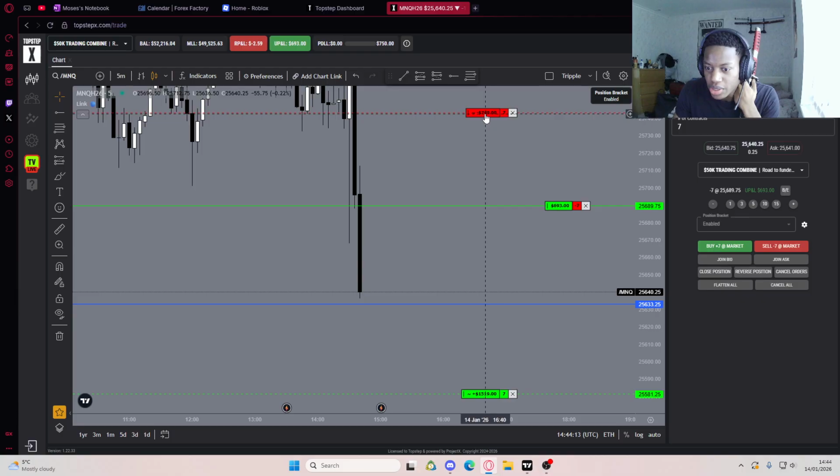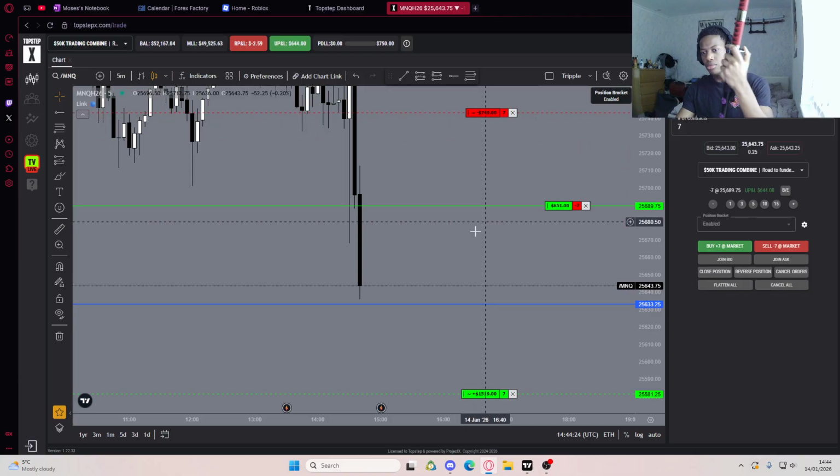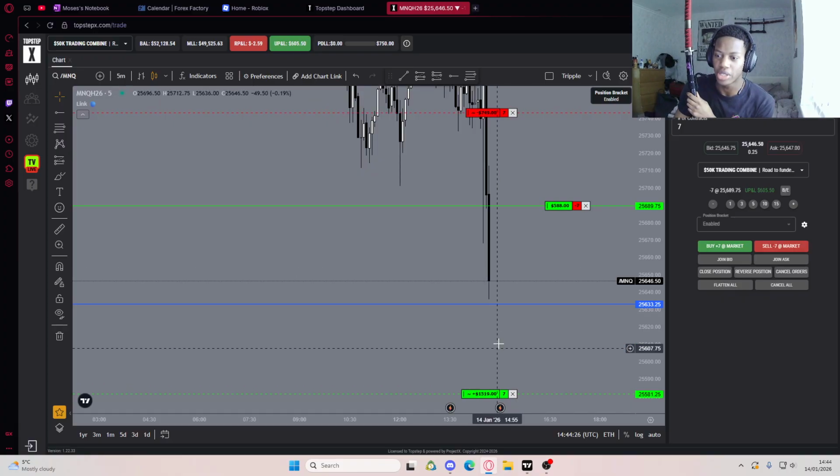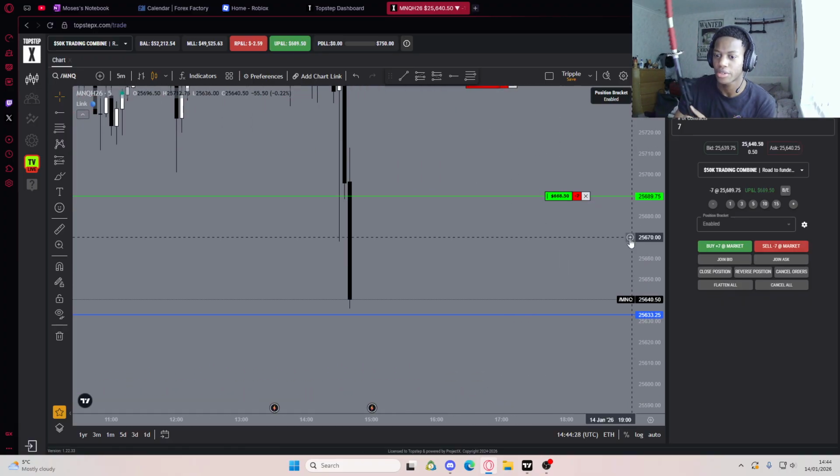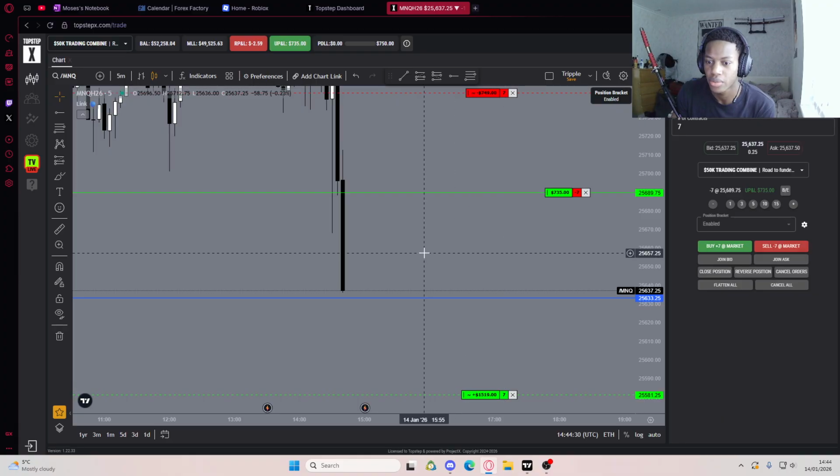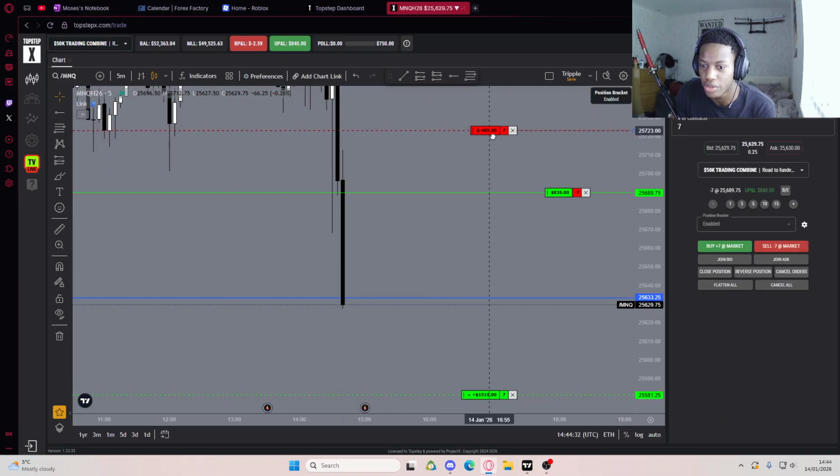So close, so close. Let me take the risk off the table. Oh my god. It's edging it. 40 seconds until the 1 minute close and the 5 minute close. If we don't take it here, I think it's gonna open and then take it and then go, whether it reverses or shoots back. Okay, move into break even.